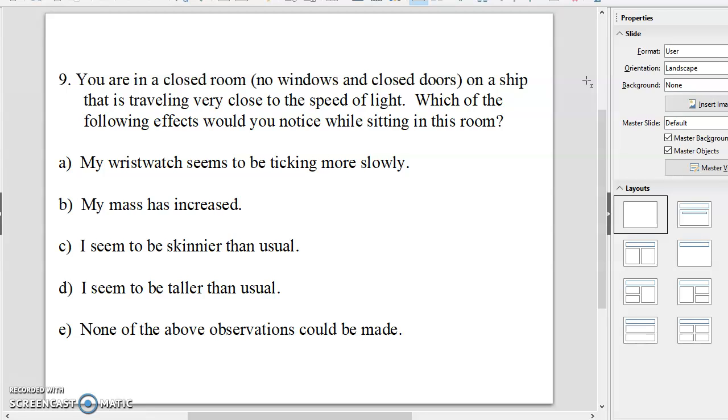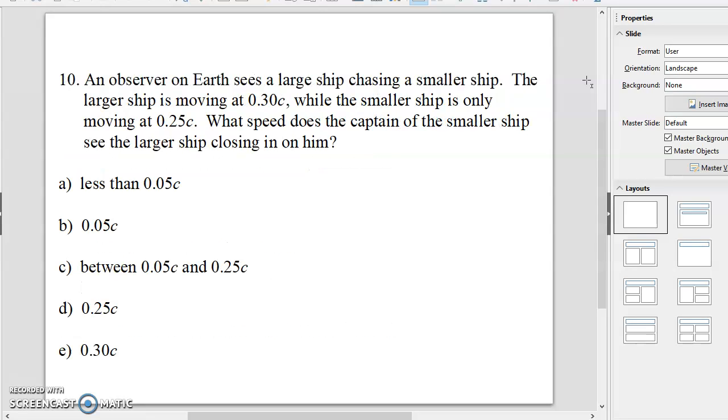Number 9, you are in a closed room, no windows and closed doors, on a ship that is traveling very close to the speed of light. Which of the following effects would you notice while sitting in the room? And the answer is E. None of the above observations could be made. In other words, you're part of that same frame of reference.